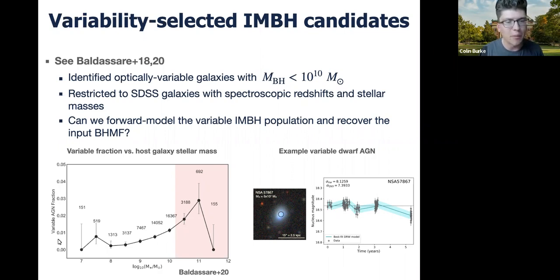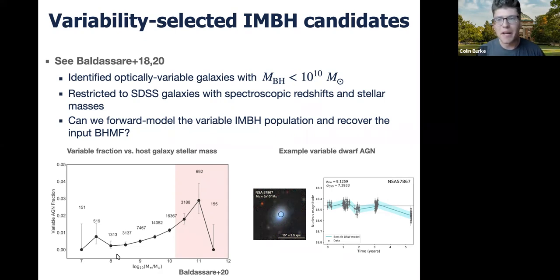And this is the variable fraction that they found, so the fraction of galaxies that show significant variability versus the stellar mass of the host galaxy. It's interesting that the fraction of dwarf galaxies below 10 to the 9 solar masses isn't 0. It seems to be non-zero. But it's hard to say anything more about the black hole mass function, for instance, because it depends on the level of variability that you can see.